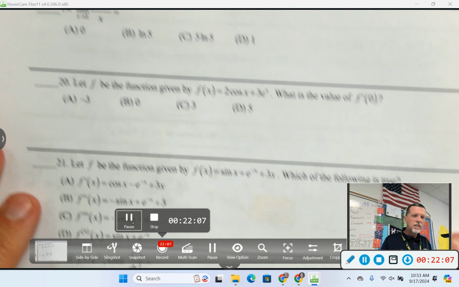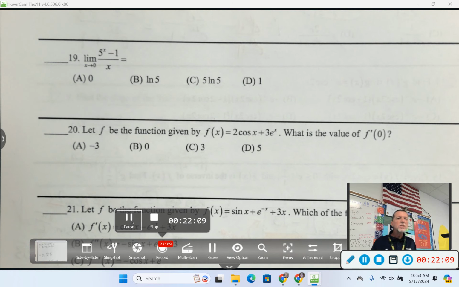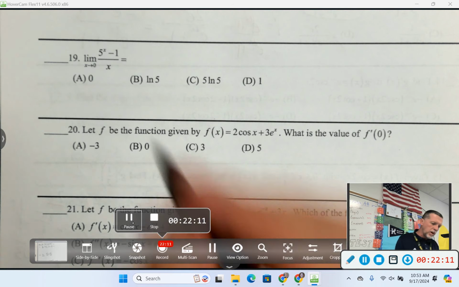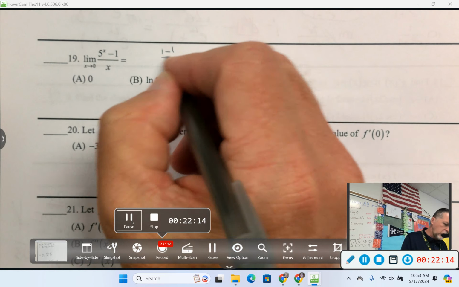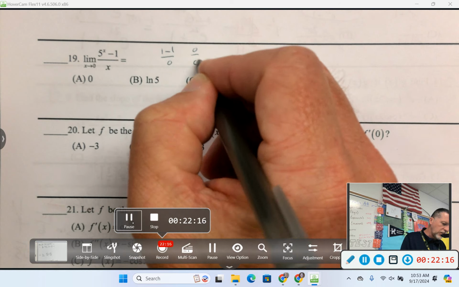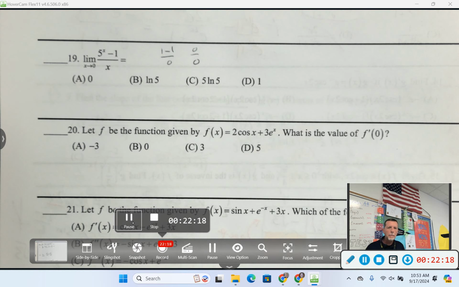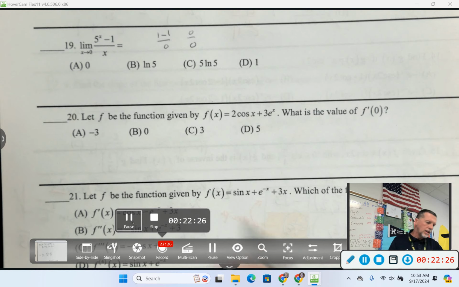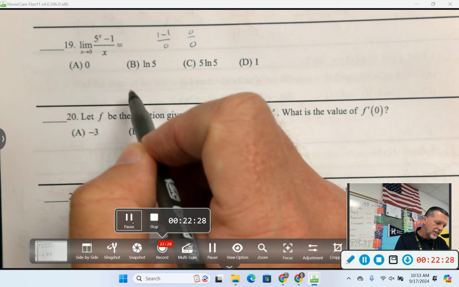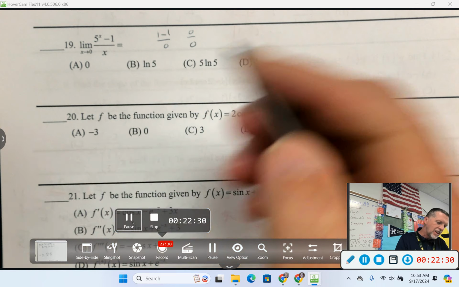Number 19. Ooh. Well, first go-to is plug in, but 1 minus 1 over 0, that's 0 over 0, that doesn't work. I don't think there's any algebra tricks I can do to that one. Right? There's no factoring, there's no conjugates.